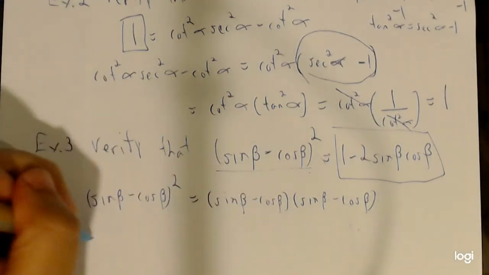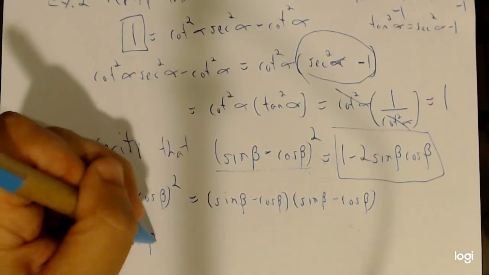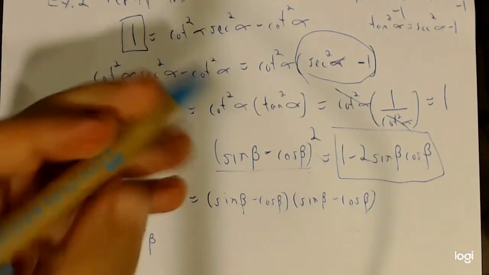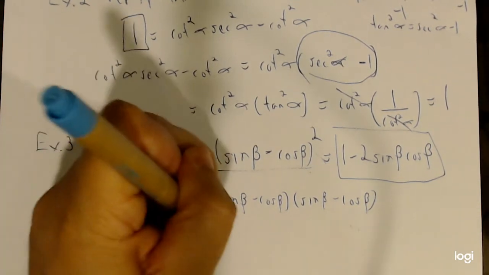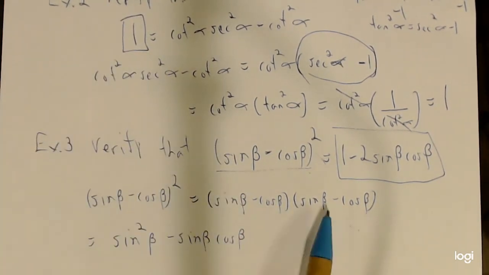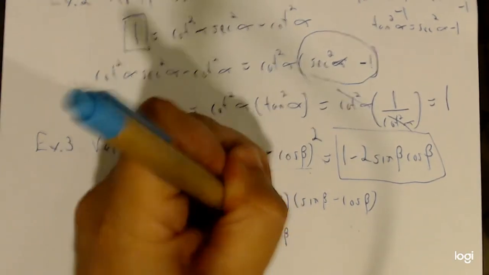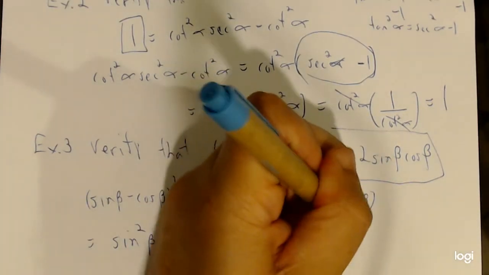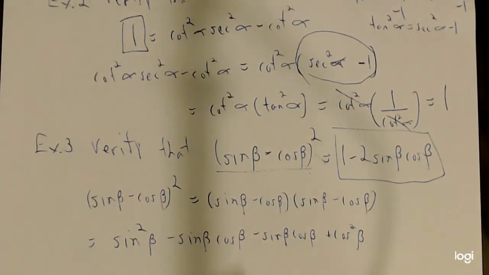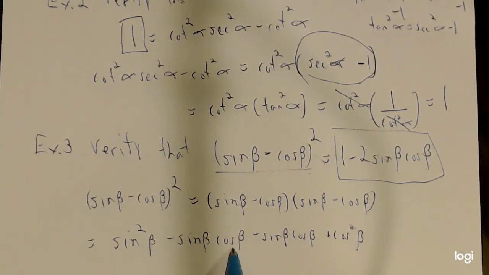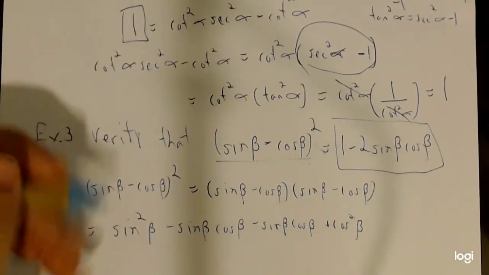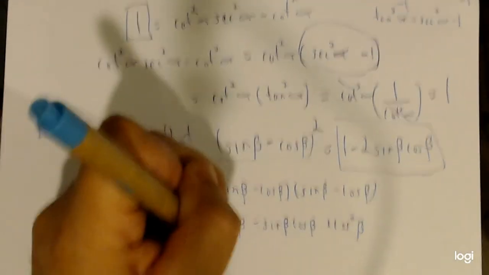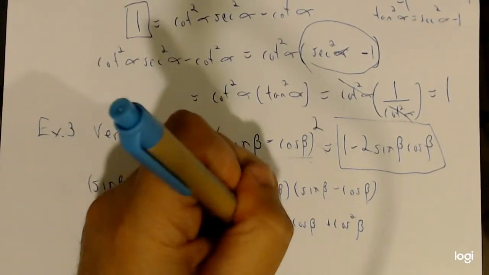Sine beta times sine beta is sine squared beta. And then what do I have? Sine beta times negative cosine beta, that's minus sine beta cosine beta, and then minus cosine beta times sine beta, that becomes the same thing as minus sine beta cosine beta, and then negative cosine beta times negative cosine beta is plus cosine squared beta. Okay, so let's keep our eye on the target. One thing I know is I could combine these, right? Negative sine beta cosine beta minus sine beta cosine beta, that becomes what? Sine squared beta minus 2 sine beta cosine beta plus cosine squared beta.